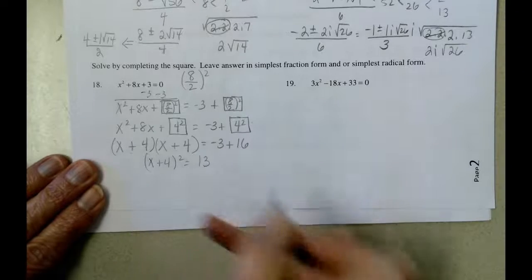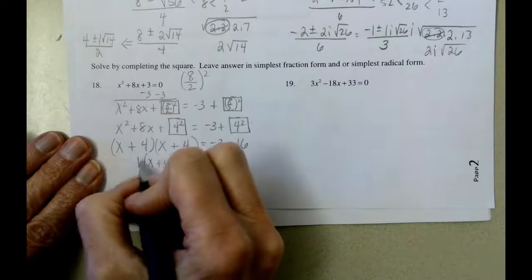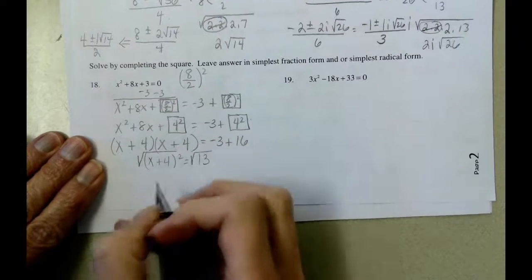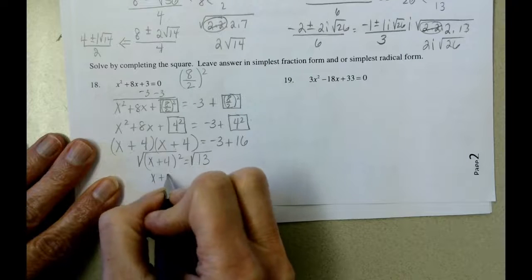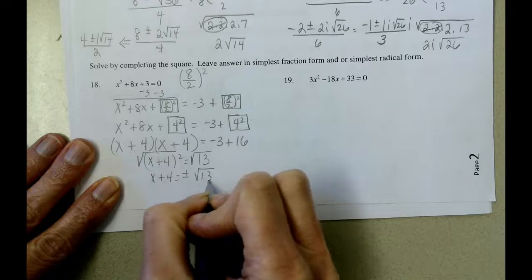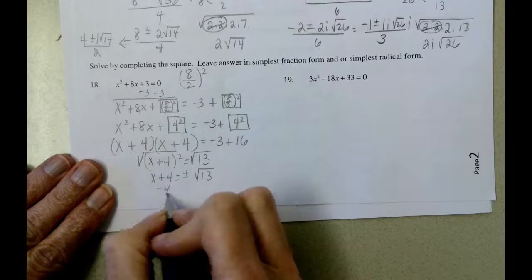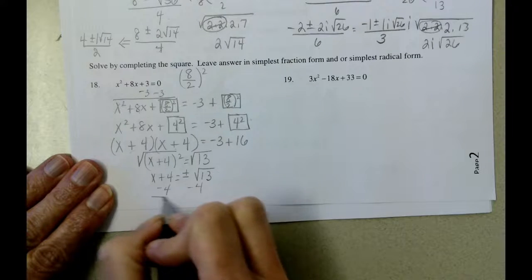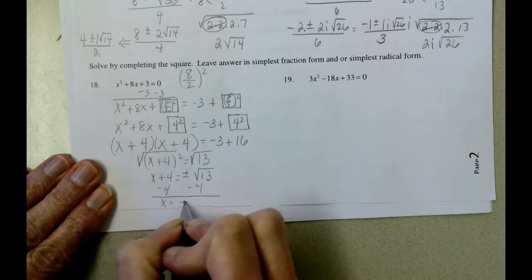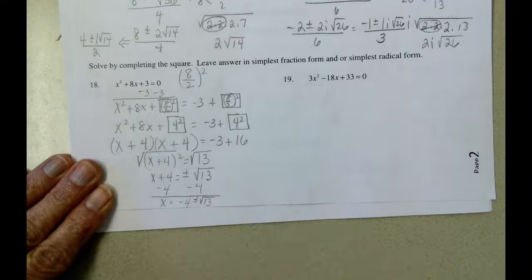and we get 13. And again, what we're trying to figure out is, what does x equal? So we're going to take the square root of both sides. And we get x plus 4 equals plus or minus the square root of 13. And finally now we can finish by moving the 4 over. And we end up with x equals negative 4 plus or minus the square root of 13.